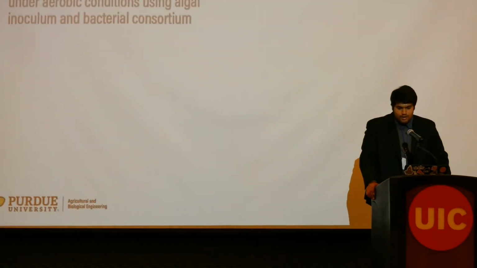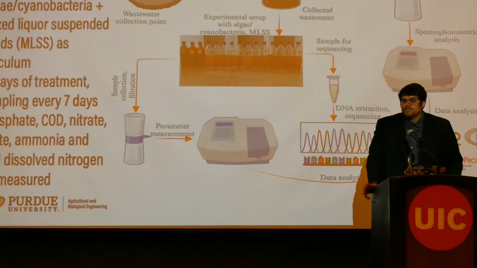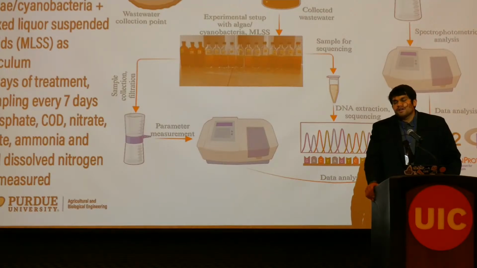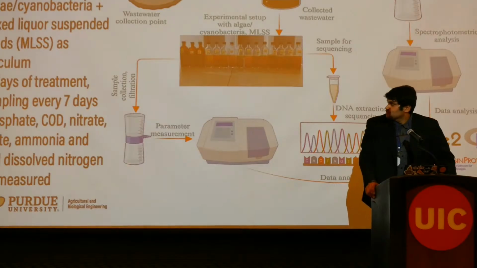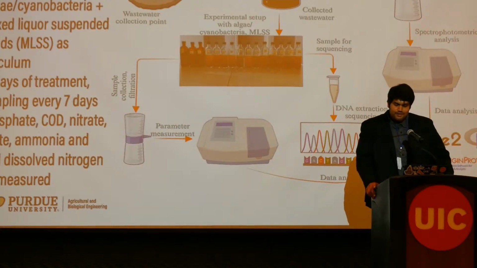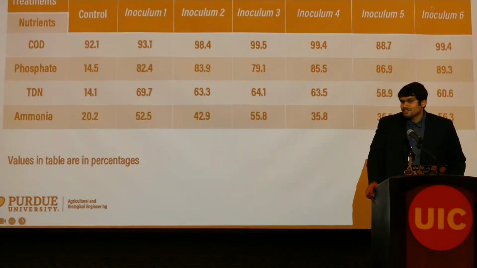So for this, my objective was to look at a small scale batch mode biological treatment of egg washing wastewater in bottles. The bottle capacity is 250 ml. We added 200 ml of wastewater for 21 days with sampling every 7 days. Water properties were measured by spectrophotometric methods, including COD.